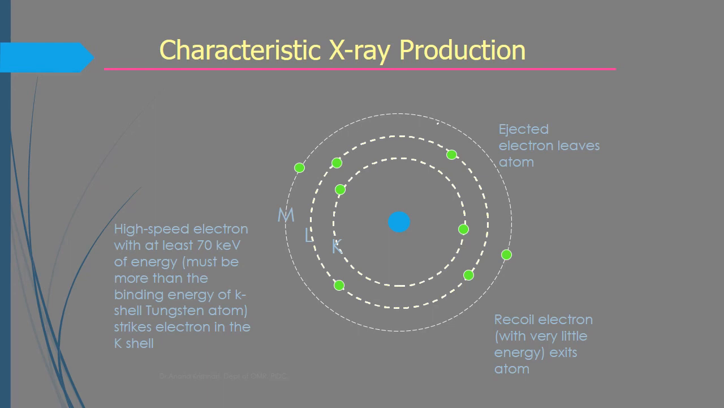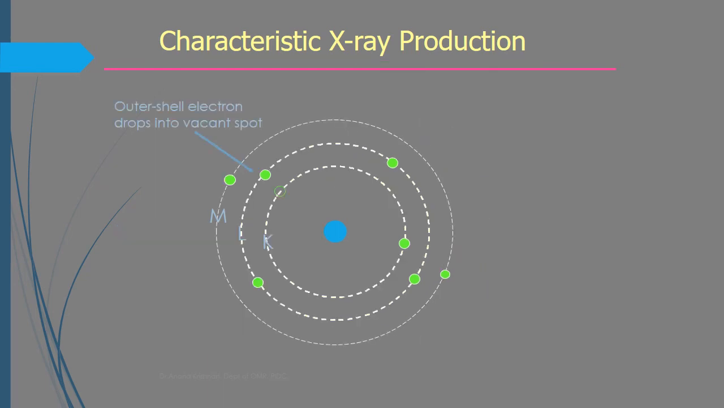So a high-speed electron with at least 70 keV of energy is required for you to overcome the binding energy of an electron in the K shell. So the electron enters, displaces an electron from the K shell, and both leave. Now a vacancy is created, so the atom is unstable. This entire period of instability lasts for a very short duration, maybe a hundredth of a second or less.